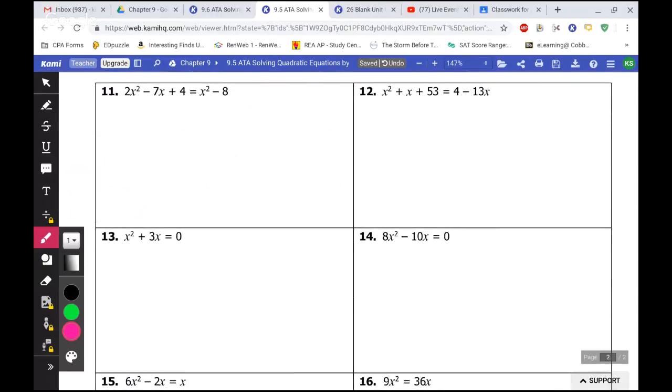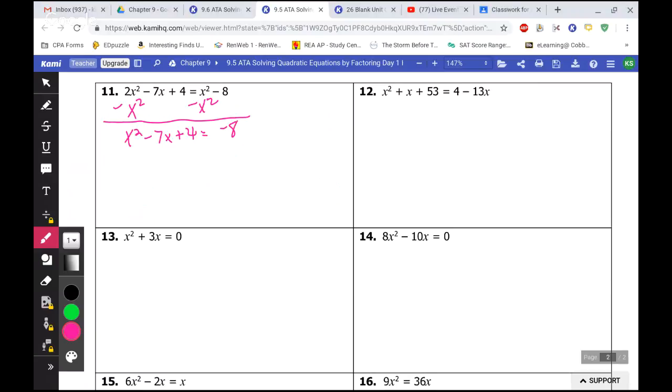So we could literally find 3 points, really, with just an equation by finding the x-intercepts and the vertex with a given equation for a quadratic. So now on number 11, we're going to combine like terms. So I'm going to subtract x squared from both sides. So that's going to give me x squared minus 7x plus 4 equals -8.